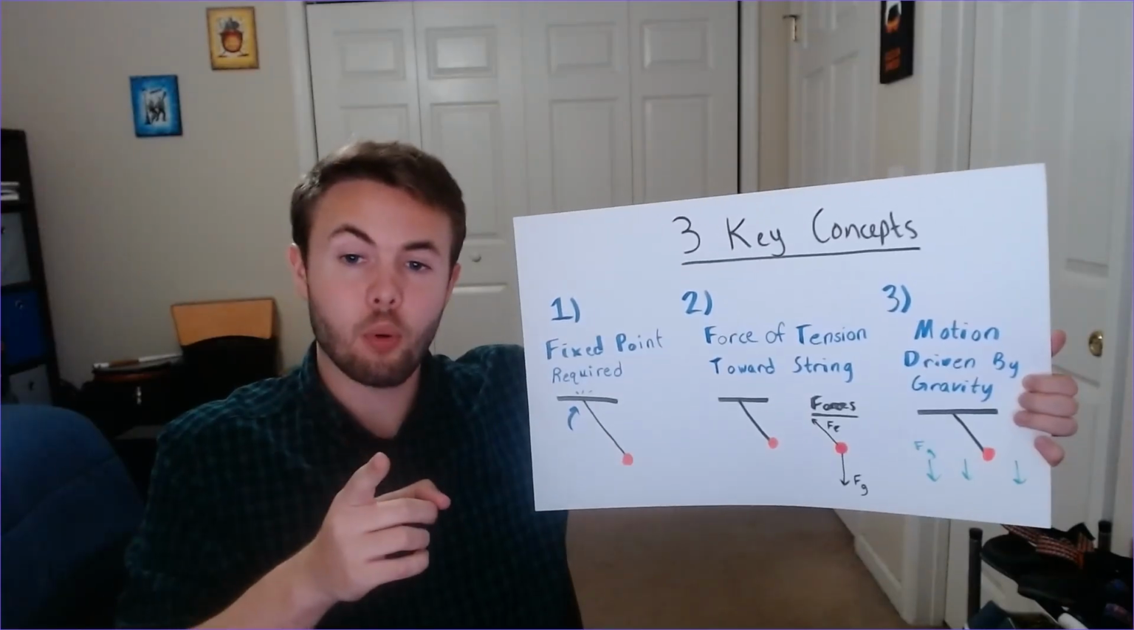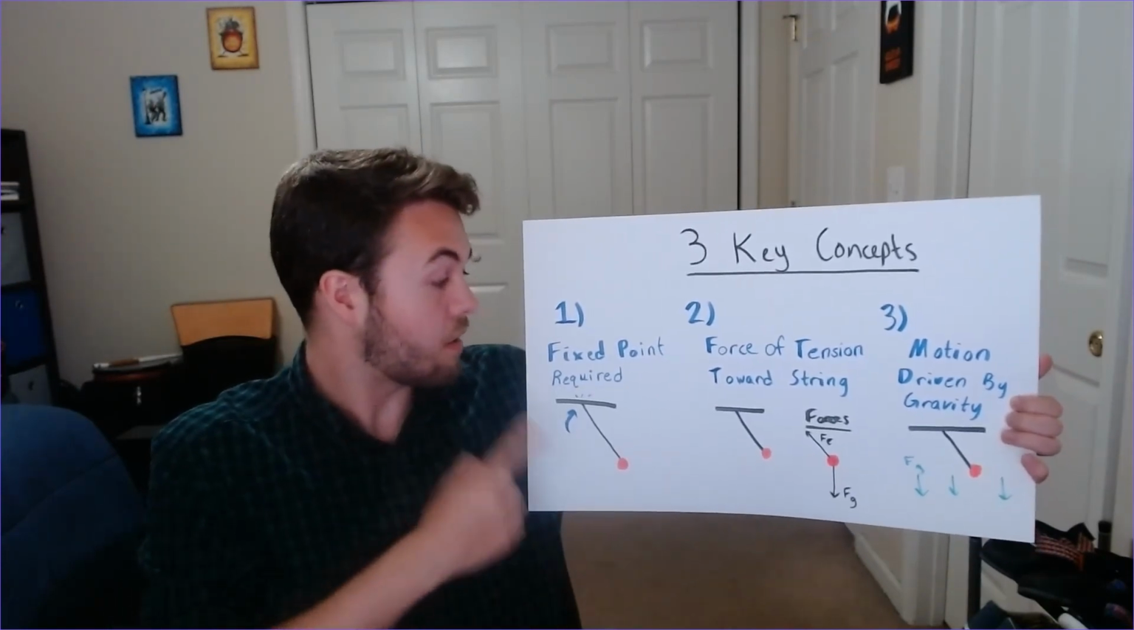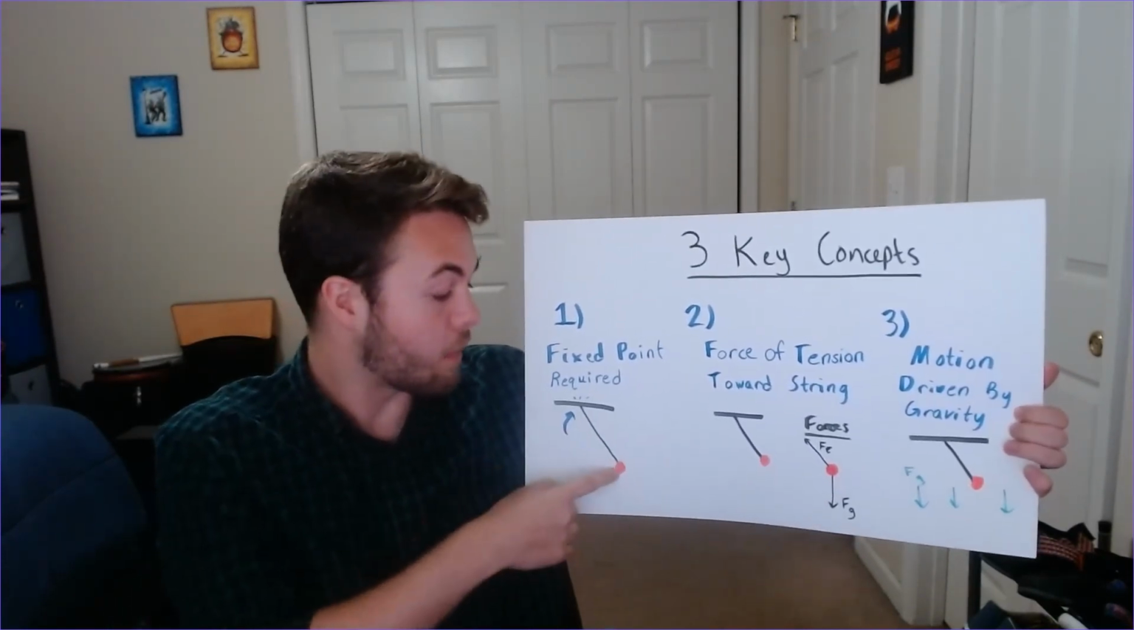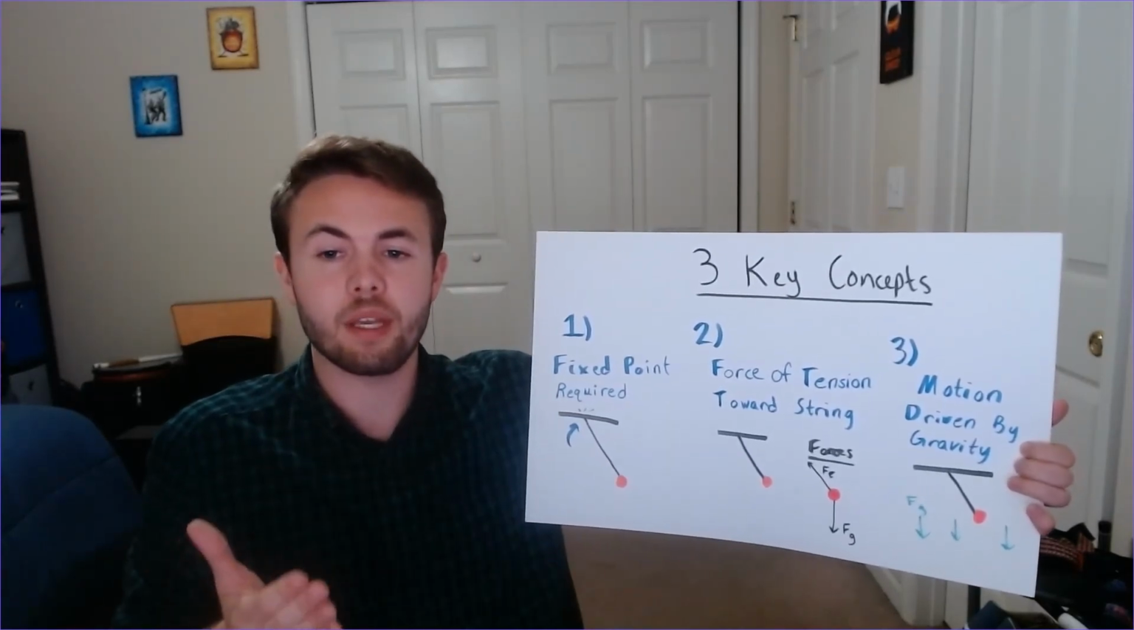There are three important concepts to understanding a simple pendulum. First of all, there's a fixed point required. Here I have my yo-yo, my string, and a connection point. That was my hand earlier, but that can be anything.